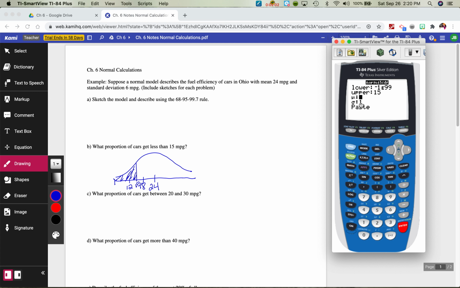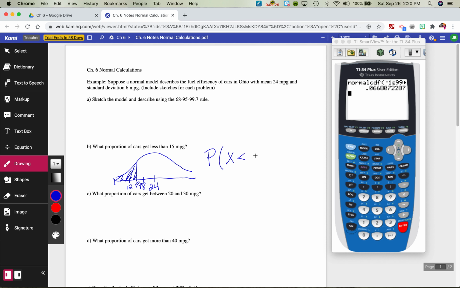And you have to give a mean and a standard deviation. Notice it's set to 0 and 1, which means if I left it like this, it will give me the z-score that you should have found in your answer when we use the table. But instead, I'm going to put 24 for the mean, and I'm going to put 6 for the standard deviation, and I'm going to choose that. And I get as an answer, so the proportion of cars who get less than 15 miles per gallon is 0.0668. And that would be your answer.